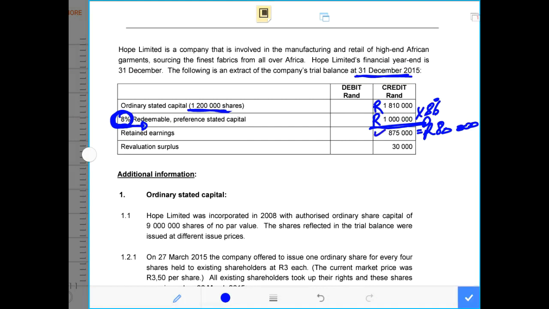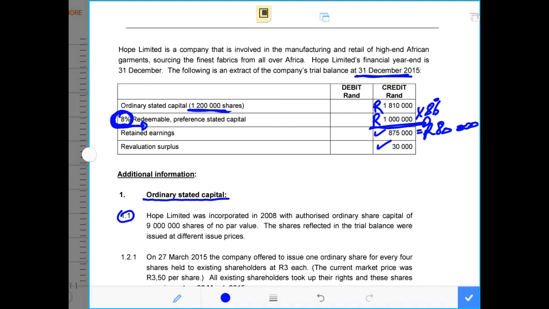Retained earnings is given, and the revaluation surplus is given as 30,000 rands. So we'll take note of that when we do the statement of changes in equity. Then below it says additional information. That means information that needs to be taken into account. Then it says under 1.1, and remember this is for ordinary stated capital. That means all the entries that relate to the ordinary stated capital are recorded under number 1.